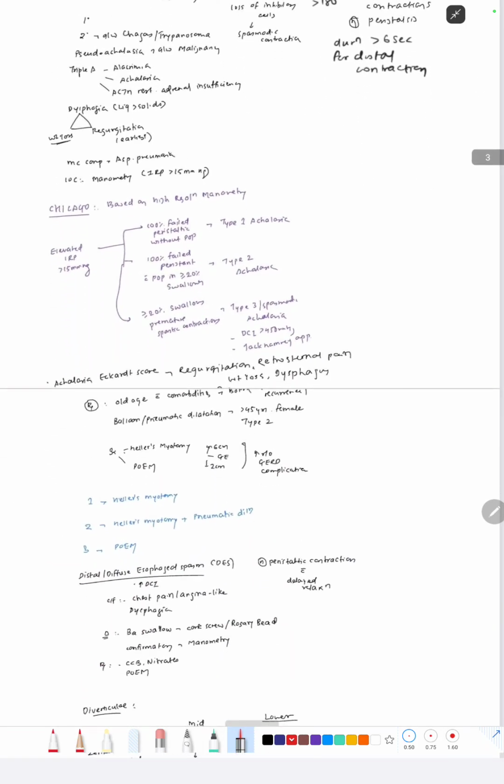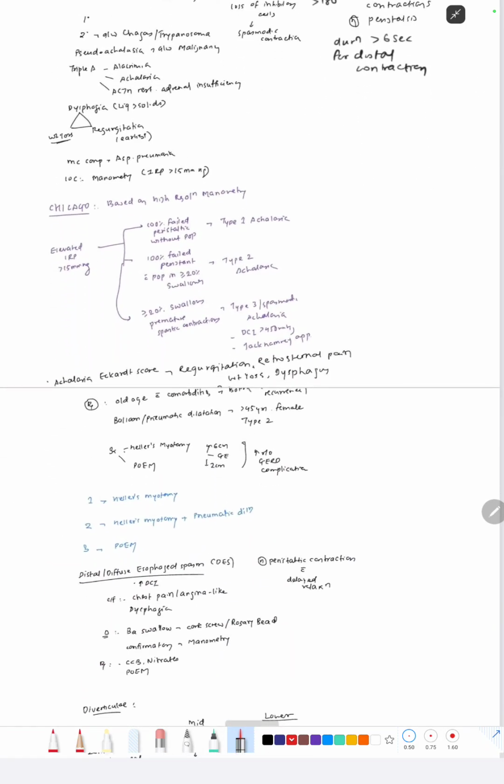So there is a specific score that is called the Achillea-Icard score, wherein the parameters are regurgitation, retrosternal pain, weight loss, and dysphagia. The management, if it's an old patient with comorbidities, then go for Botox. However, there are high chances of recurrence.